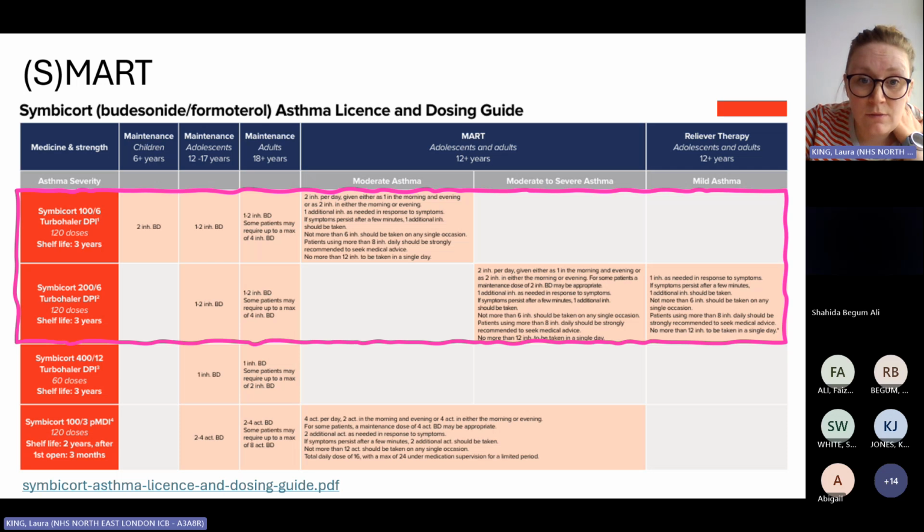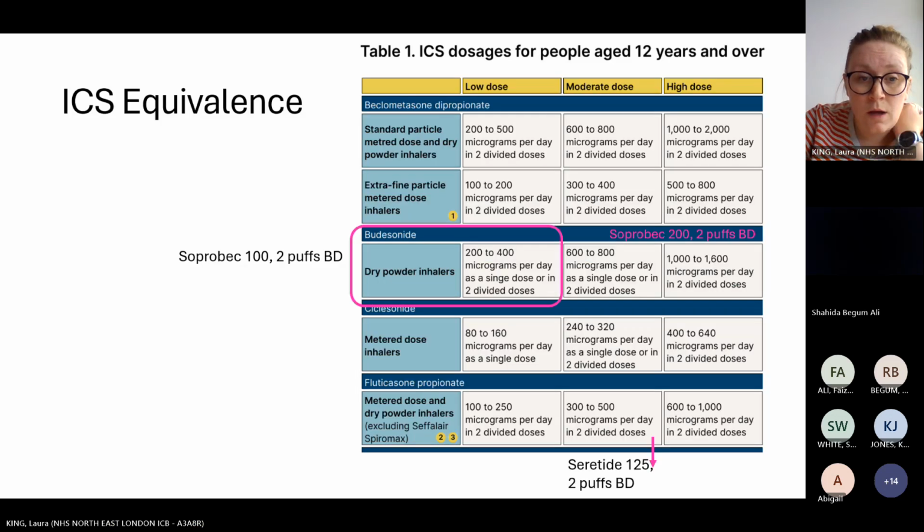When we're looking at just reliever therapy, so AIR therapy, it is the 200/6 that we would be using because, as you can see, it's 1 inhalation as needed in response to symptoms. Again, no more than 8 daily for that because you've not got your preventer doses, and the absolute max is 12. This is a little table that shows the ICS equivalents, which is quite helpful, I think. There's been various iterations of this with the different guidance.